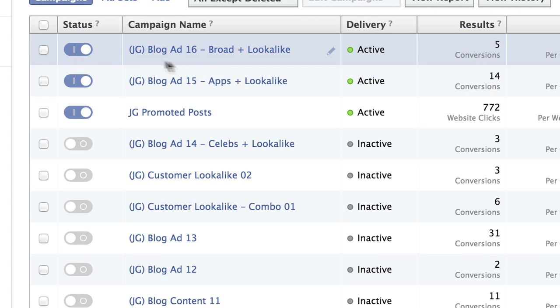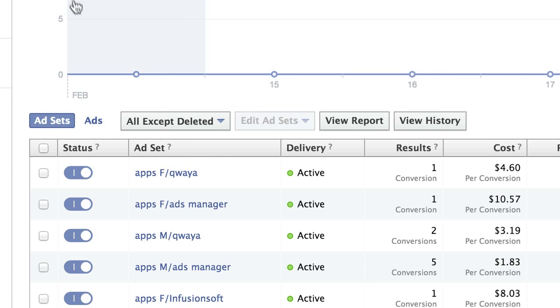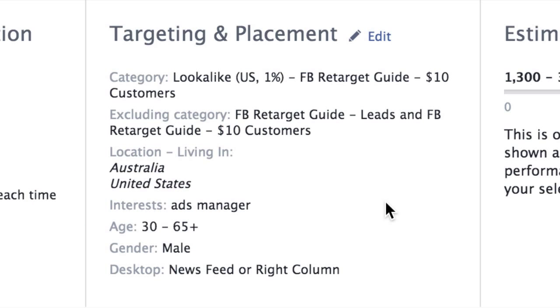So you'll notice right here, these are the 2 campaigns, and it says broad plus lookalike and then apps plus lookalike. So I'll jump into apps here real quick and show you what I did. All right, so now this is it. This is the gold right here. So if you can pull this off or duplicate what I'm doing, test this out to see if it will indeed lower your cost per acquisition as well.